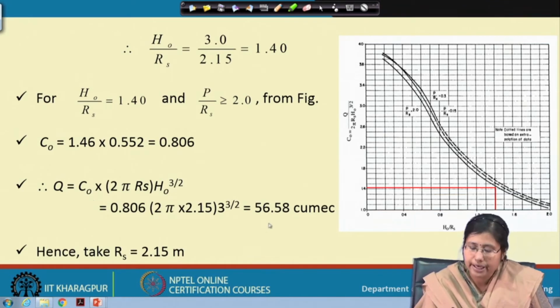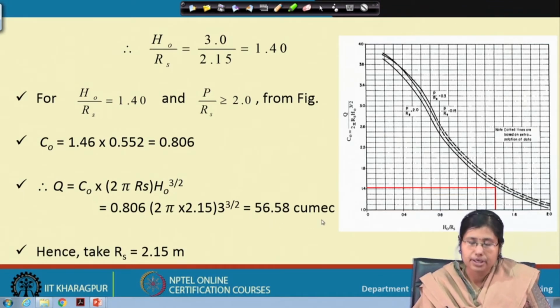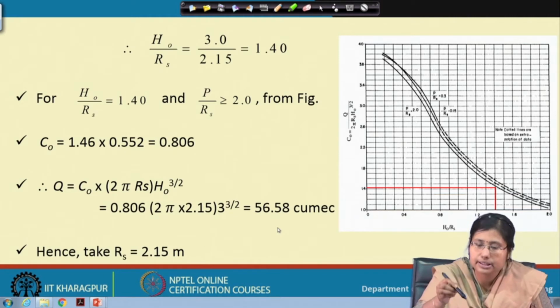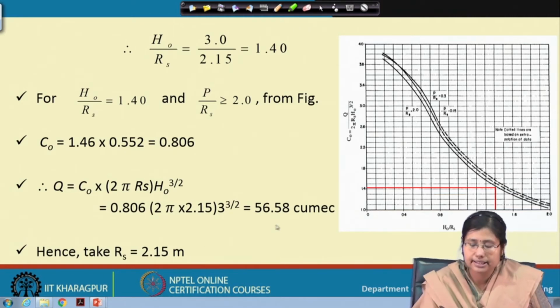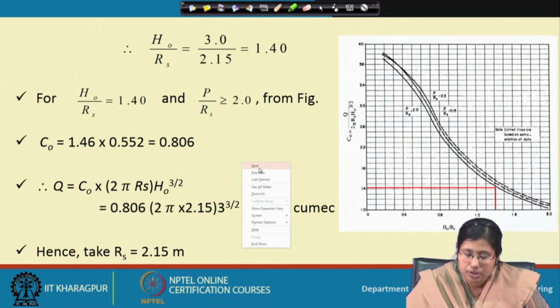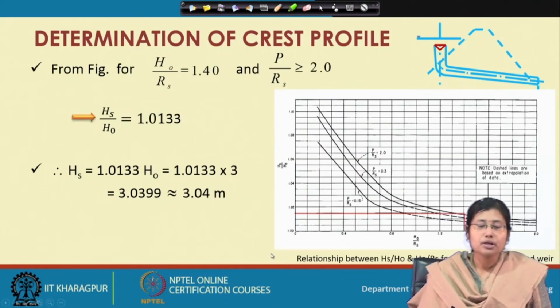Now you obtain the value of discharge as around 56.58, and your design discharge was 56. Since it is a little on the higher side than the design discharge, this value of Rs is acceptable, and you can take the radius of the inlet as 2.15 meter. So, this part of the equation you can solve now.